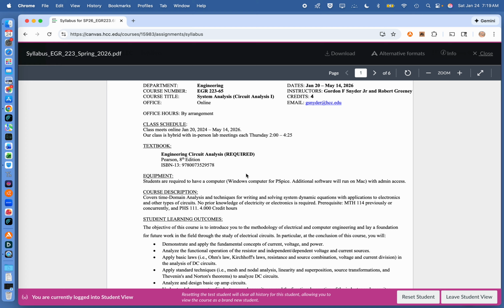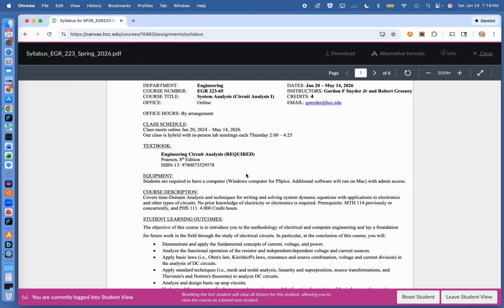So, equipment: you're required to have a computer. As you know, we did this in lab on Thursday. You need a Windows computer to run PSpice. The additional software we'll be using, the ADLMs, will run on a Mac. So hopefully this next lab will get some of that installed. If not, we'll get it installed the next time I am in lab. I am remote. I'm doing some consulting work in different parts of the country right now, and I do have some travel coming up, so I'll be on and off as far as Thursdays go.